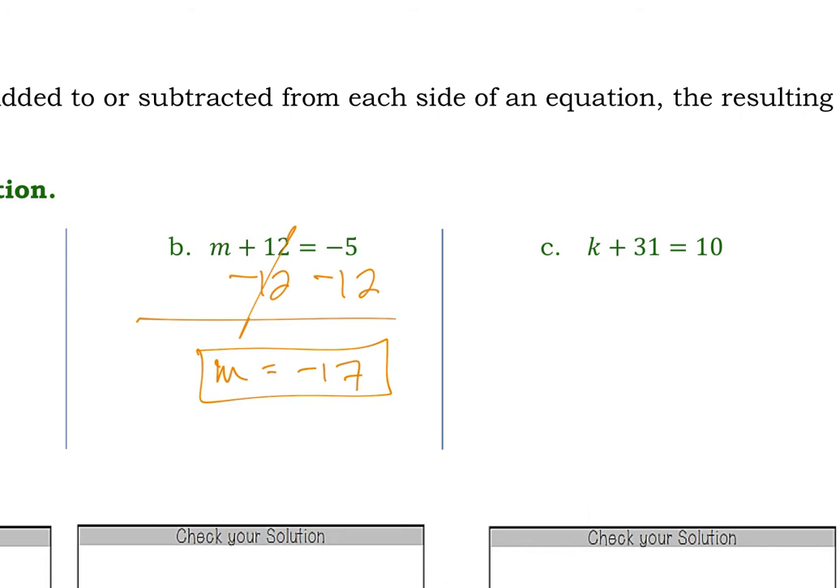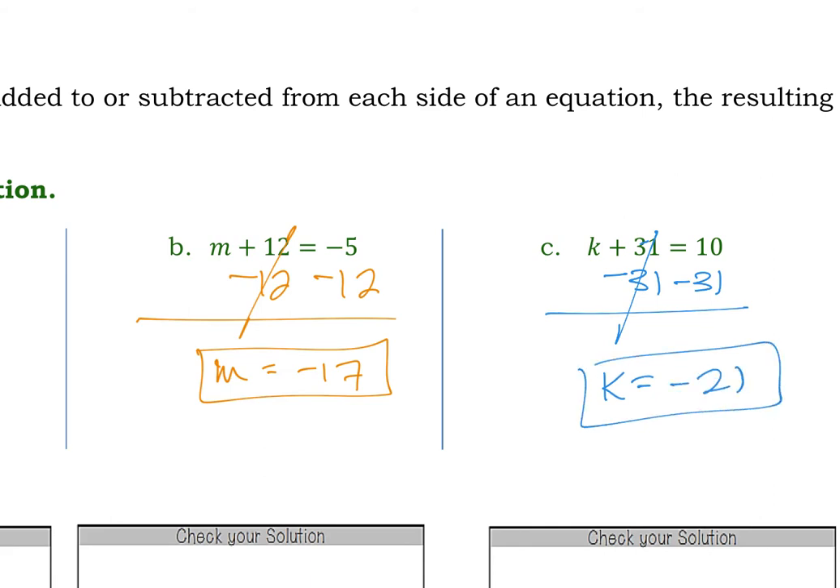K plus 31 equals 10. So what number am I going to try to get rid of? 31. The opposite of adding is subtracting. So we're going to subtract 31 from both sides. The 31s cancel out. What is 10 minus 31? Negative 21. Good. All right.